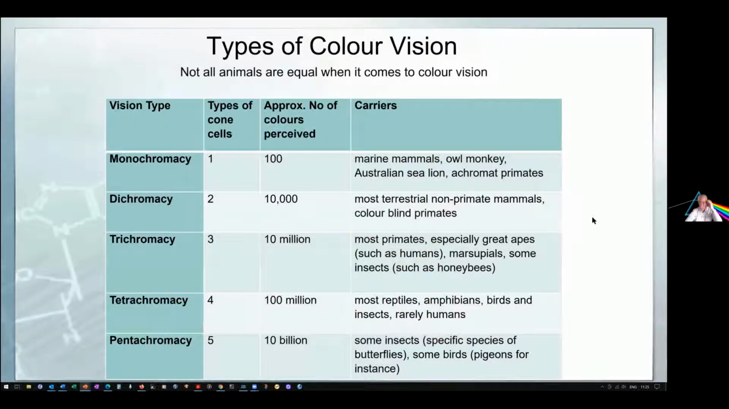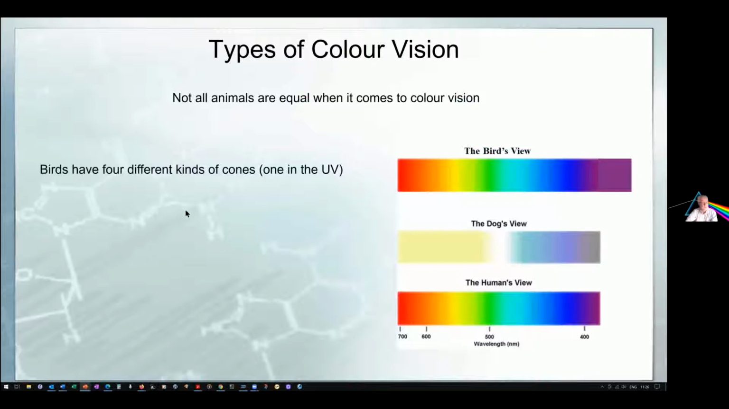Okay, now in the animal kingdom, some animals only have literally one type of cone cell. Some have two. We have three. And then some have four and more. I'll show you a couple of creatures later that have unbelievable vision. So birds have an extra cone so they can see out into the UV. Dogs only have two, so this is typically what they see. They don't see reds and greens that well. And we humans, most of us anyway, have three types of cones, and as I say, some lucky people have four.